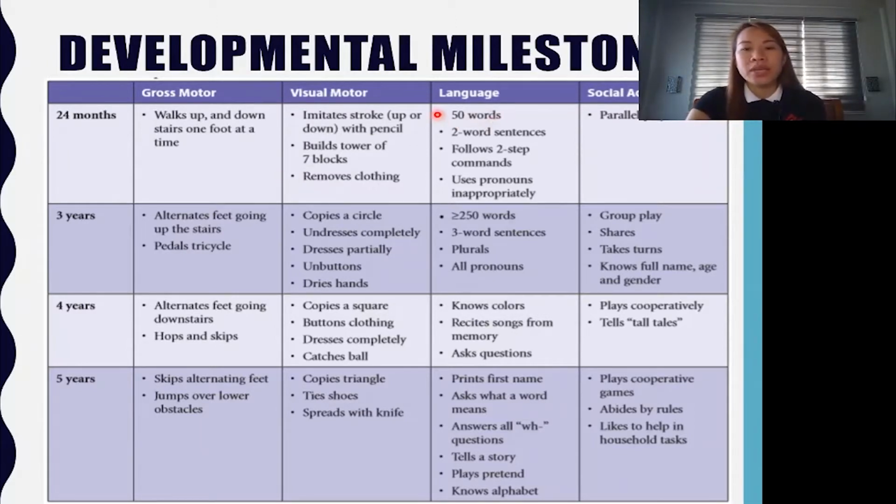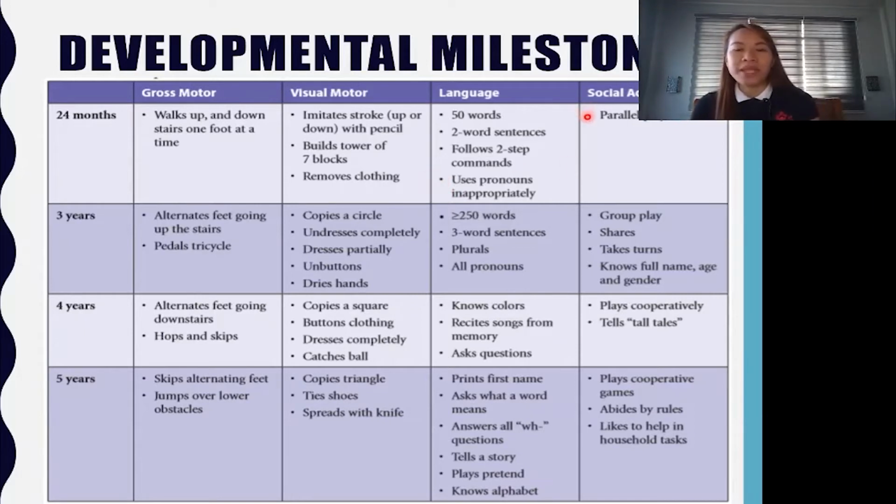So language is now 50 words. They have 2-word sentences, and you can already ask them to do 2-step commands. Halimbawa, anak, go to the kitchen and get 1 spoon. So that's 2-step. So next, they use pronouns inappropriately. So when you hear a 2-year-old or a toddler, when they talk, it sounds funny, but it's very normal.